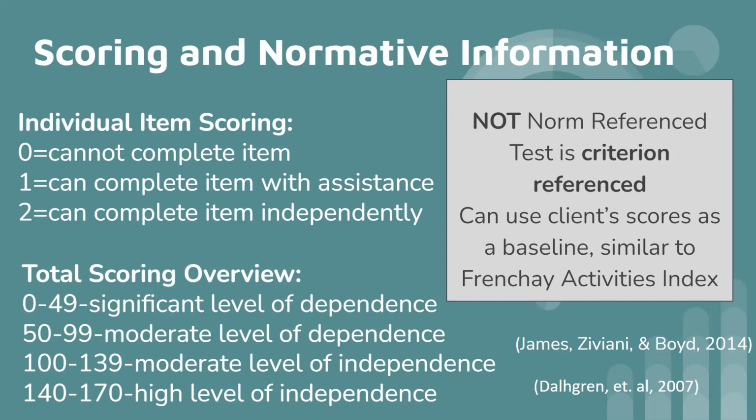0 to 49 indicates a significant level of dependence. 50 to 99 suggests a moderate level of dependence. 100 to 139 suggests a moderate level of independence. And 140 to 170 is a high level of independence and is where we would like clients to be, ideally.